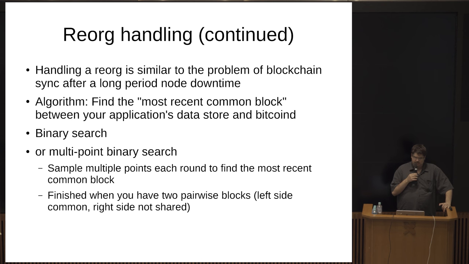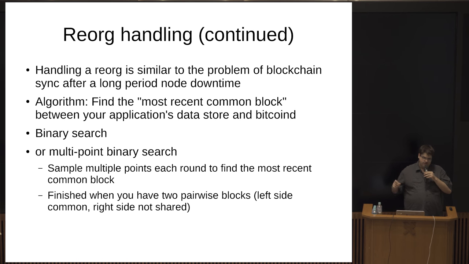Basically, what I like to do, I call it a multi-point binary search. I don't know if that's actually what it should be called. In theory, you could just do a binary search, and ask over RPC or the peer-to-peer protocol, and just keep getting a block and keep going back in the block height integer until you get to a point where you have the same block hash. The reason why I do multi-point is because it's a bit faster. If you can sample multiple points at the same time, then you can get there with fewer requests.